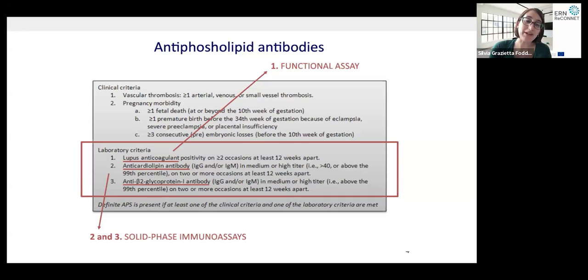Instead, for anticardiolipin antibodies and anti-beta-2 glycoprotein 1 antibodies, we use a solid phase immunoassay, which means that we detect the presence of the antibody by coating it on a membrane. There are many techniques, but not only is the antibody detected through this technique, we also determine in what quantity, how many copies of the antibodies are present in my blood. So two completely different ways of detecting the antibodies.